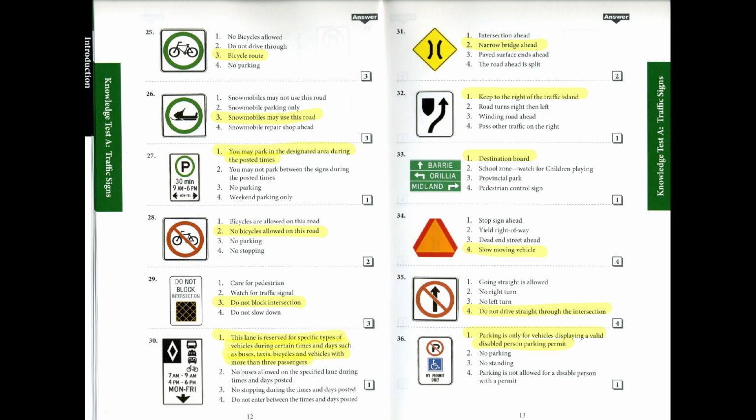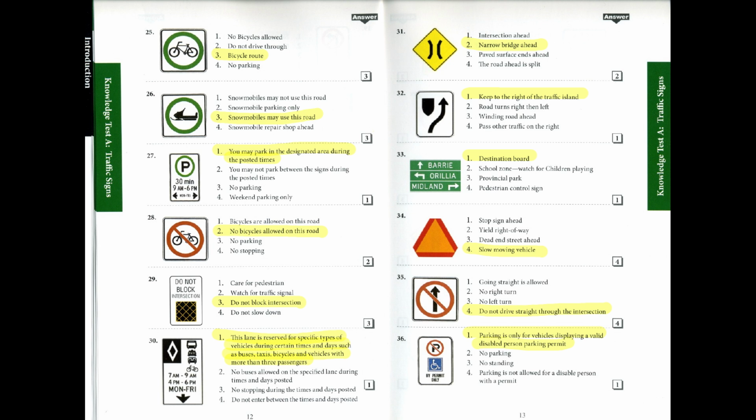Number 30. This lane is reserved for specific types of vehicles during certain times and days such as buses, taxis, bicycles, and vehicles with more than 3 passengers. Number 31. Narrow bridge ahead. Number 32. Keep to the right of the traffic island. Number 33. Destination board. Number 34. Slow moving vehicle. Number 35. Do not drive straight through the intersection.